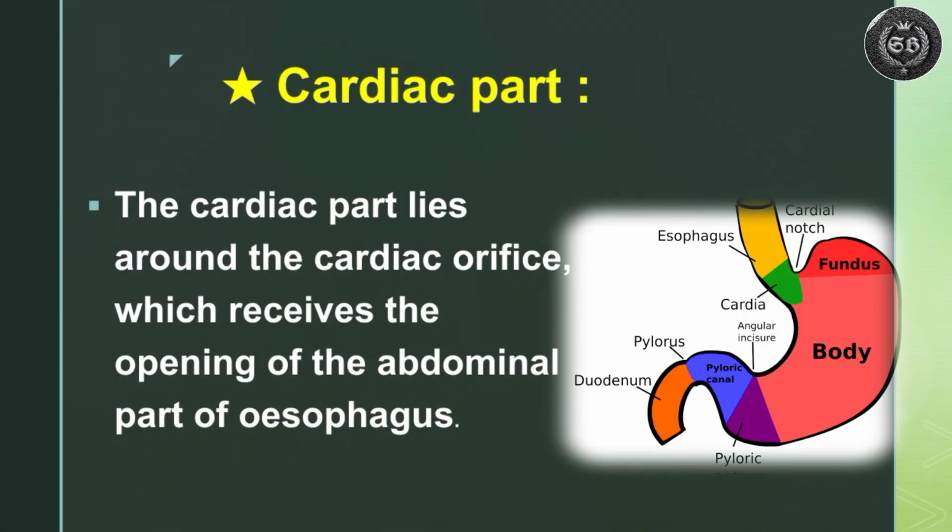Now, first one is cardiac part. The cardiac part lies around the cardiac orifice which receives the opening of the abdominal part of the esophagus. You can see in this diagram cardiac part receives the opening of the esophagus.